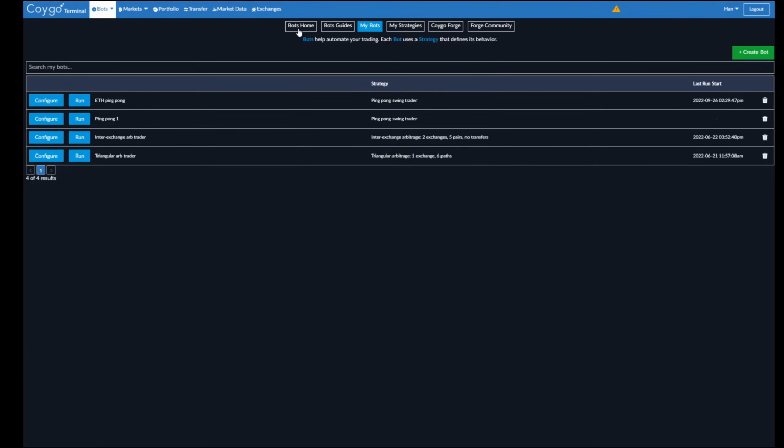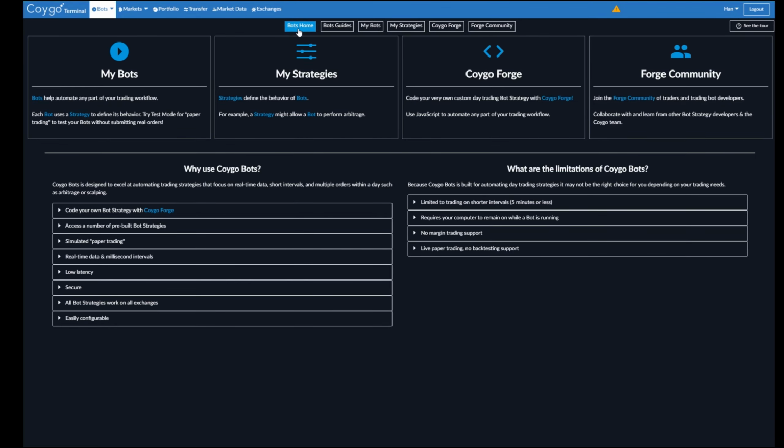All right, we'll go back to the bot's home screen. And that's it. We just created a ping pong swing trader crypto trading bot in Coygo Bots and ran it on the Binance US Ethereum USD order book.